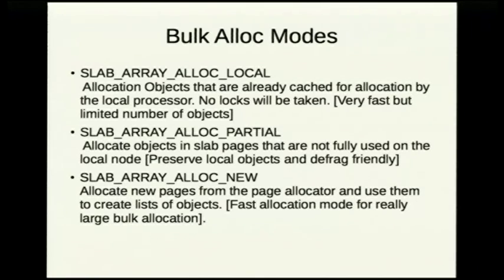The last one is the slab alloc array alloc new. You want to bypass this whole thing. You want to take new page frames from the page allocator and just serve it that way. The advantage there with the slab alloc new is that the allocator does not need to construct a free list like it does right now. Right now, if slab contacts the page allocator and gets a page frame, it needs to create a metadata structure to track the allocated and free objects. That's a lot of overhead.